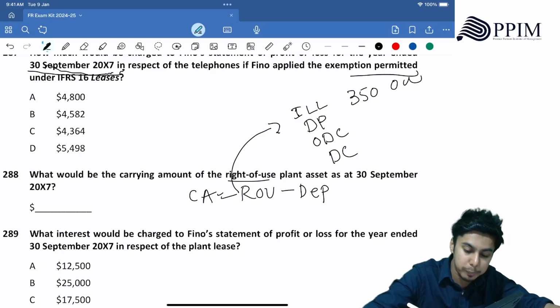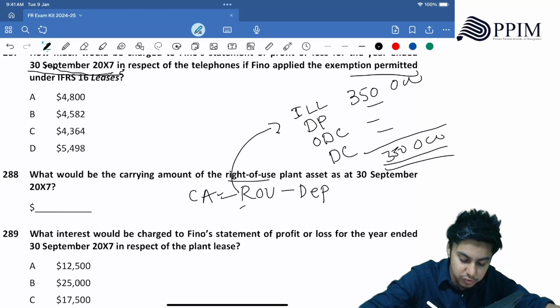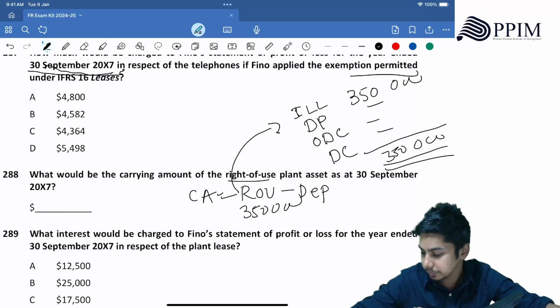Now in our paper, no down payment, no other direct cost, no dismantling cost. So the entire thing will become right of use. First copy this one over here, right of use 350,000. That's the right of use.